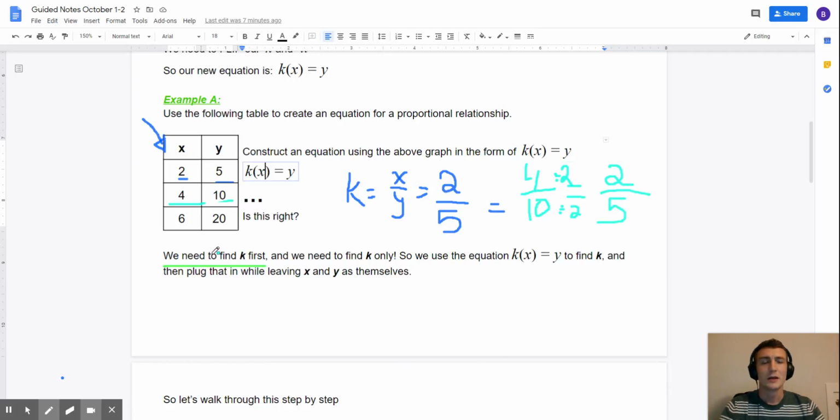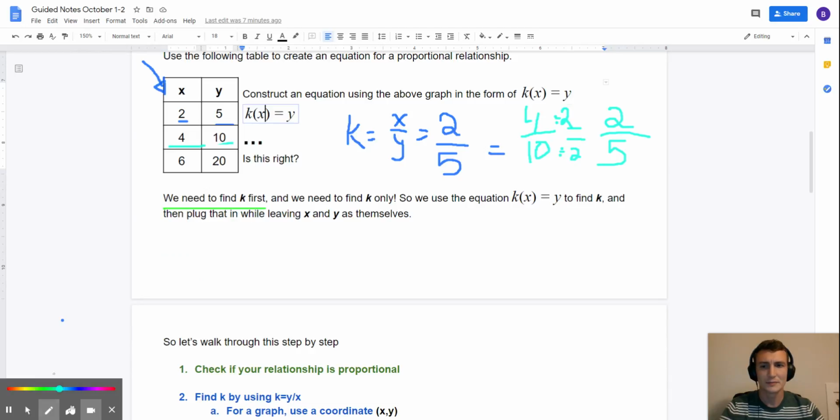Awesome. So 2 over 5 works, and that is going to be our k value. Now, here's the kicker, guys. Here's the awesome part. All we need is k. Yes, you heard me correctly. All we need is k. So what we need to do here is just simple as day, k times x equals y, right?